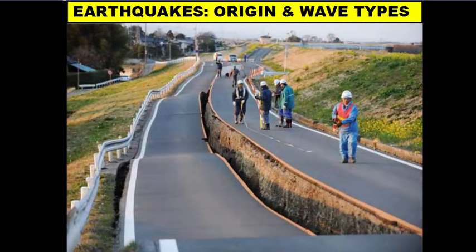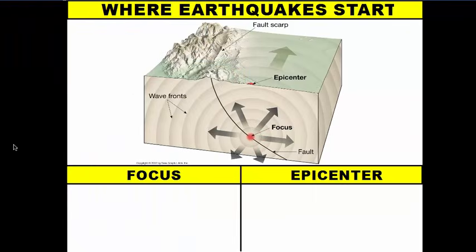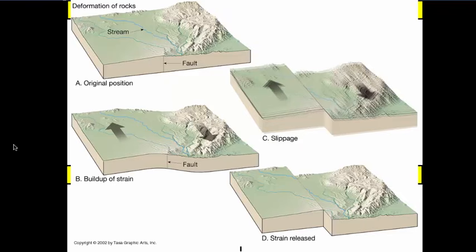Now this is the second video in our earthquake series. In the first one we talked about how earthquakes actually happen and their relationship with the plate boundaries on Earth. But in this one we're going to talk about the origin of the earthquakes and the types of seismic waves that are released when an earthquake happens. So let's get started.